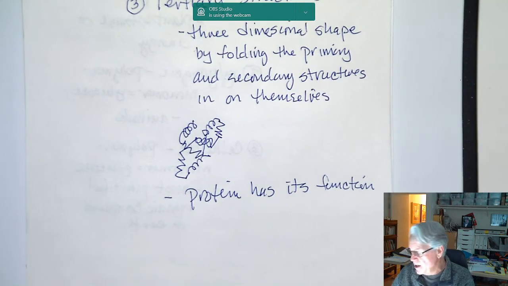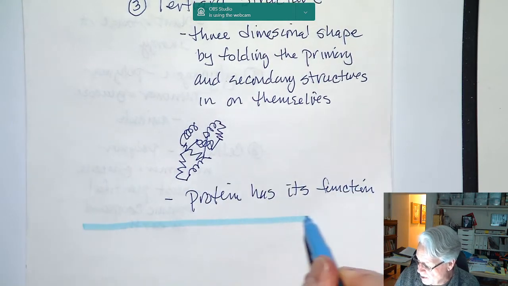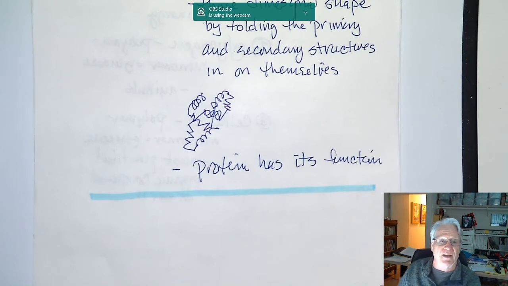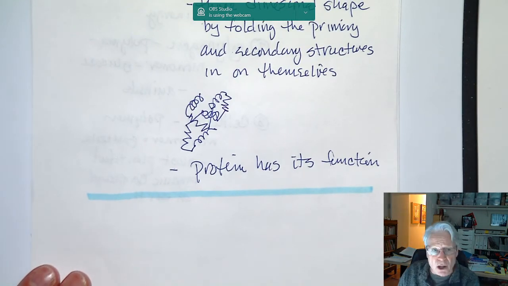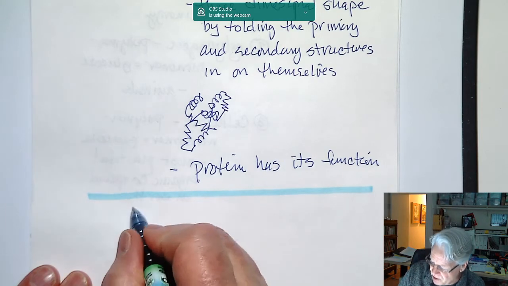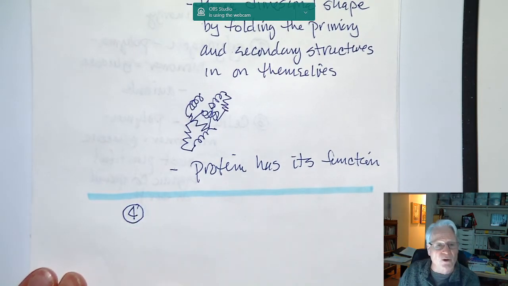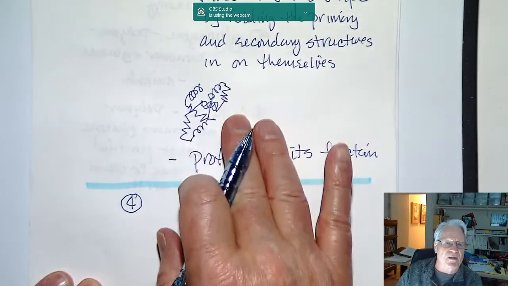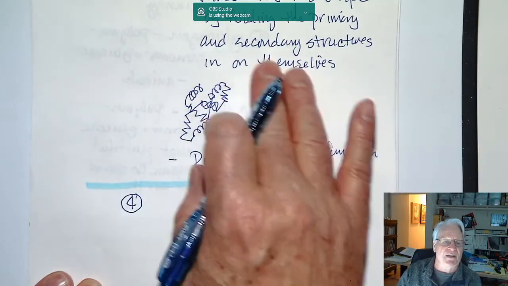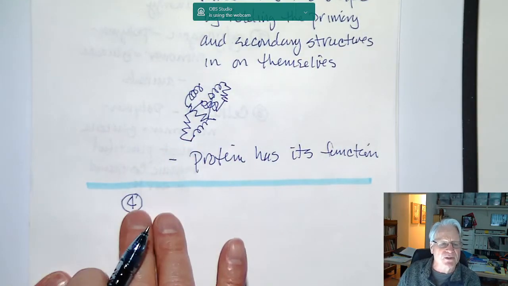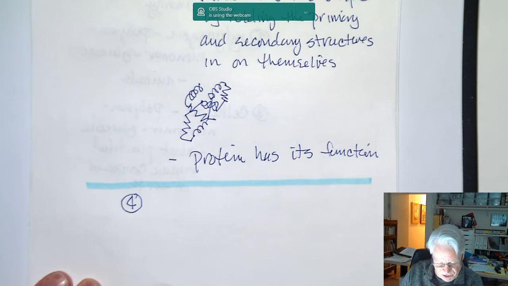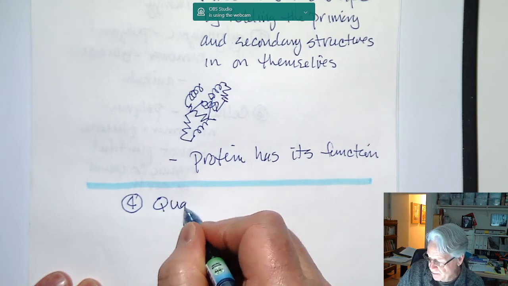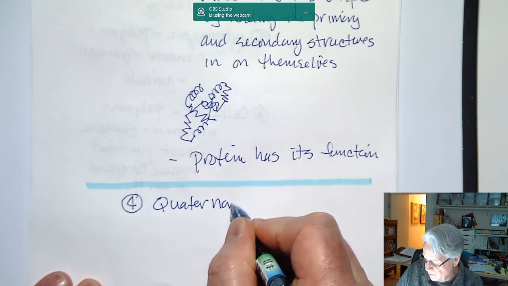Now I'm going to draw a line right here, between the third and the fourth level of structural diversity, because not all proteins have this fourth level. So here, I'm going to put that 4 below that blue line, just to emphasize the fact that most proteins are up here, first, second, and tertiary levels, and that's where they stop. But some proteins go on and create a fourth level of structural complexity, and that, of course, is called the quaternary structure.